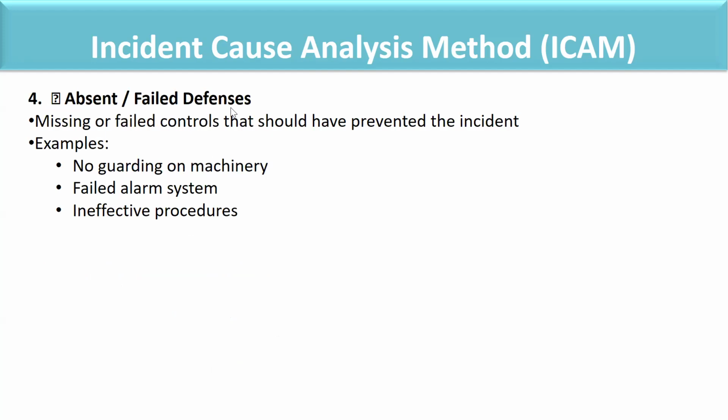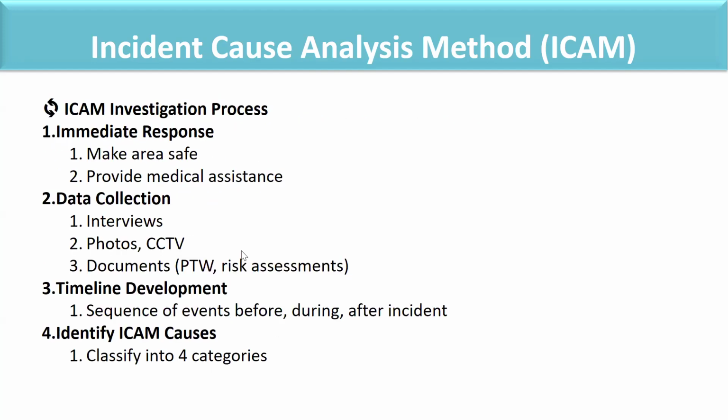Absent or failed defenses. Missing or failed controls that should have prevented the incidents. Example, no guarding on machinery. Failed alarm system. Ineffective procedures. The procedures are not effective. ICAM investigation process. How will we apply it, or what is the methodology used by the ICAM process?